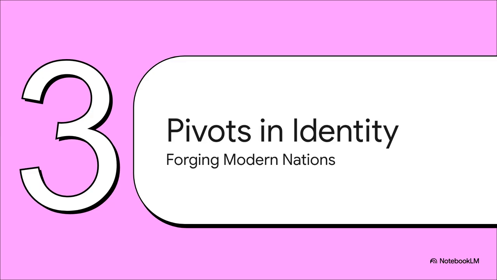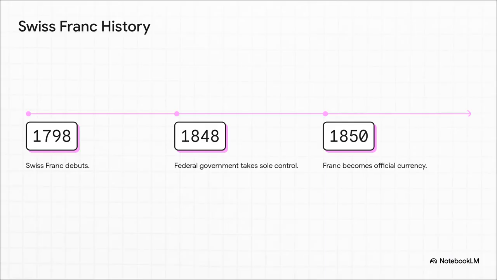Moving right along to Section 3, pivots in national identity. The journey of the Swiss franc is a perfect example of this. It made its debut way back in 1798, but for decades, it was a mess.